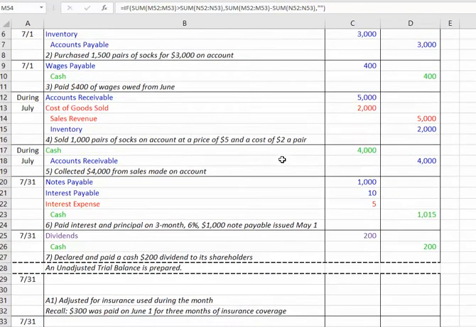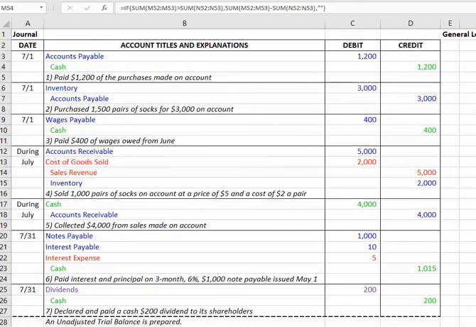Once you record your transactions, you prepare an unadjusted trial balance. I'll do that in another video.